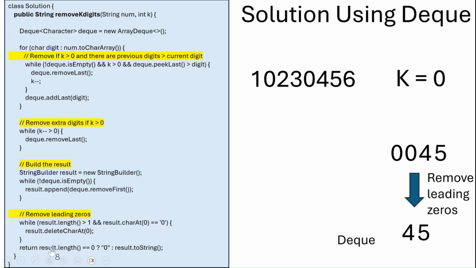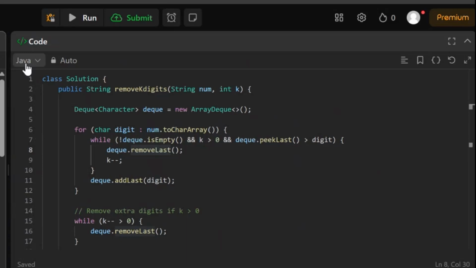And in some cases, we will get the empty result. So in case of empty result, we just need to return 0. And if the empty result is not there, then we need to return this output, like in this case 45 as a string. So this is the implementation using Deque. So this is the Java implementation which we understood in detail just now. So let's submit this solution.